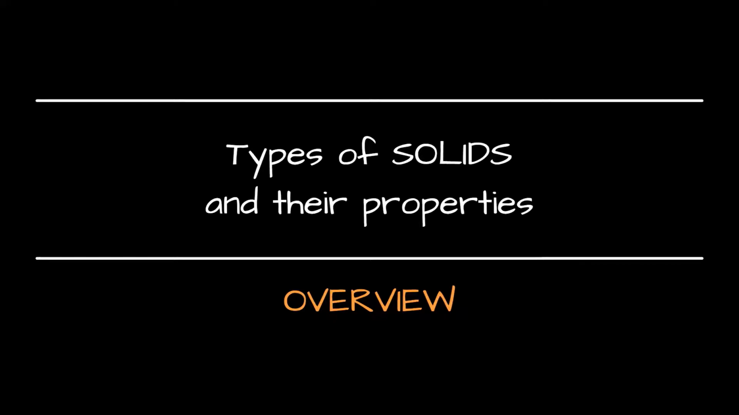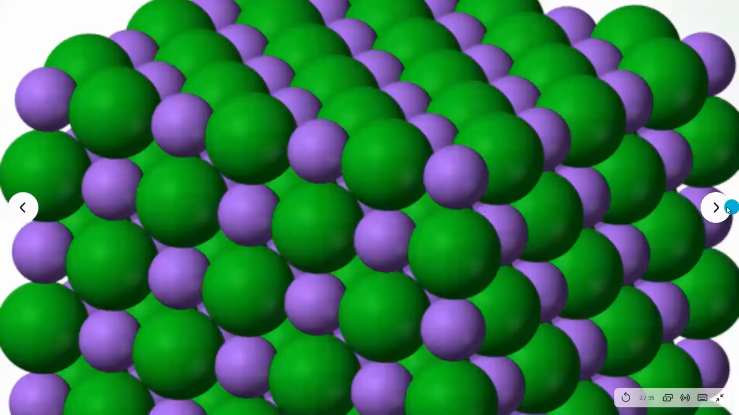In this lesson, we are going to introduce the 4 types of solids and look at the properties that we will focus on in this module. So the first of the 4 types of solids is ionic solids.